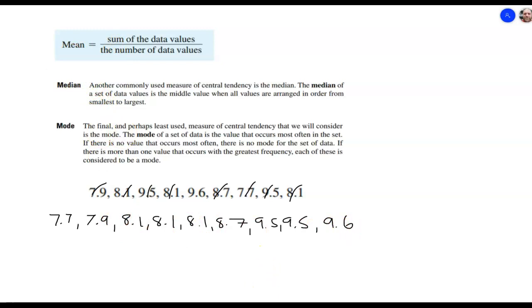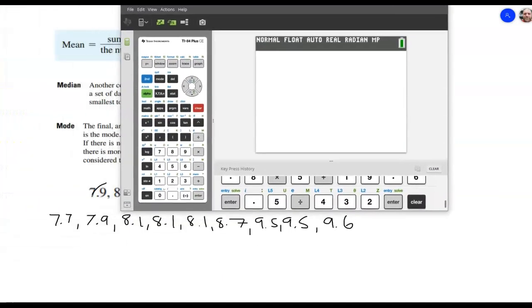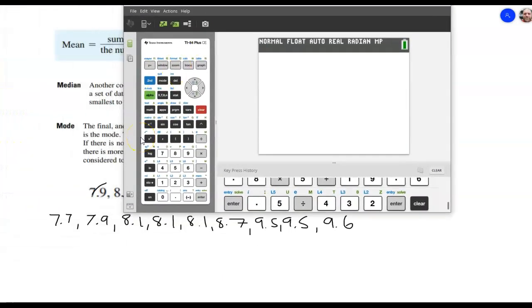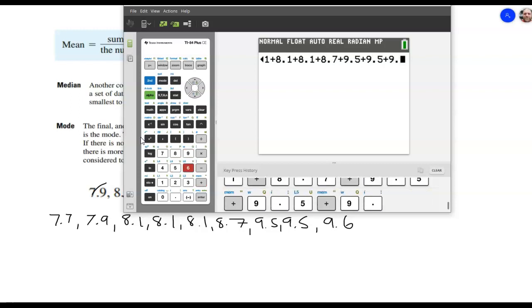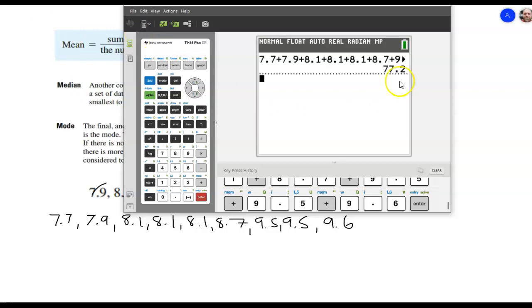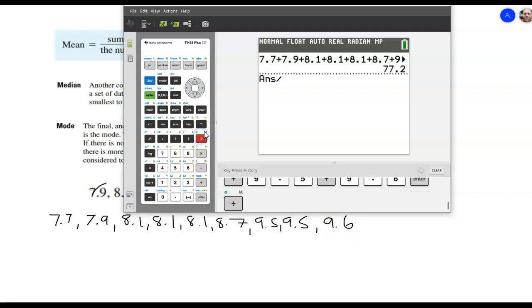Alright, so the first thing I'm going to do is find the mean. I'm going to take my calculator here, just any calculator, and add up all these values: 7.7, 7.9, 8.1, plus 8.1, plus 8.1, 8.7, plus 9.5, plus 9.5, plus 9.6. I get the total, and then I'm going to divide by the number of values. Here I have 1, 2, 3, 4, 5, 6, 7, 8, 9. I have 9 values, so divided by 9.